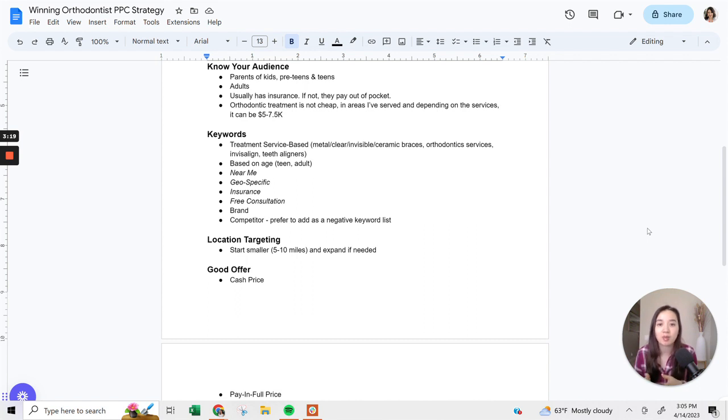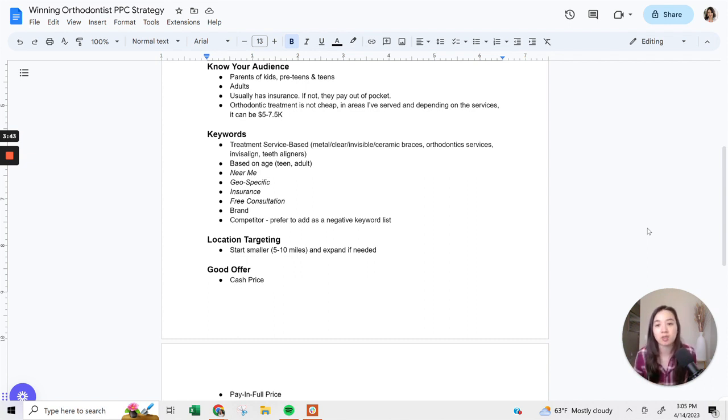And then on top of that, appending the age, not necessarily for age 8 or age 9, but a lot of people will search teen braces, braces for kids, braces for adults, aligners for kids, aligners for adults. So include that as a keyword set as well, because a lot of people will be searching that way.